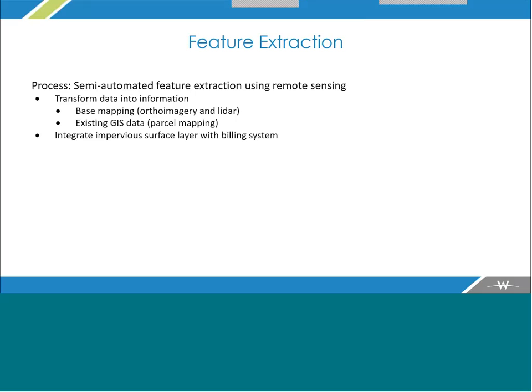The process ingests imagery and LiDAR, and this could be both new imagery, new LiDAR, or whatever existing imagery and LiDAR that you may have. It is very much data source dependent. It could ingest existing GIS data, such as parcel mapping that you have, if you want to limit the impervious surface delineation to just what is within the parcel boundaries. And also, the results of the process could easily be integrated in your billing system, if that is also a requirement.